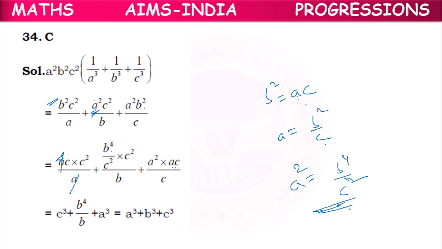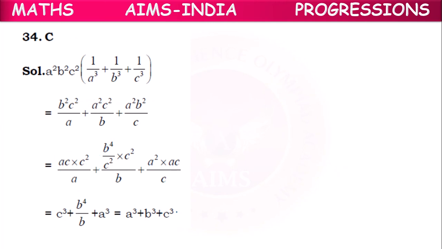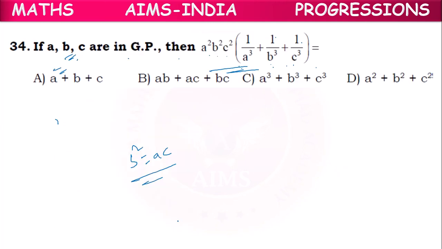Then A A gets cancelled. Here 1 B gets cancelled. Here B cube will remain. C square will get cancelled. Here C gets cancelled. So what will remain? C into C square, C cube. Here B cube is remaining. Here A cube is remaining. So this entire value is A cube plus B cube plus C cube. So this entire value equal to this one. So option C is right.